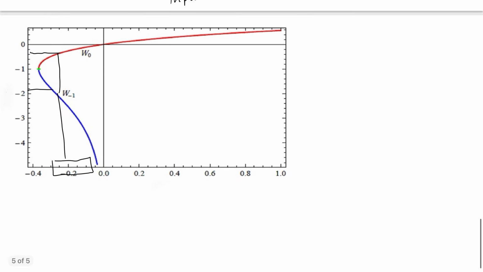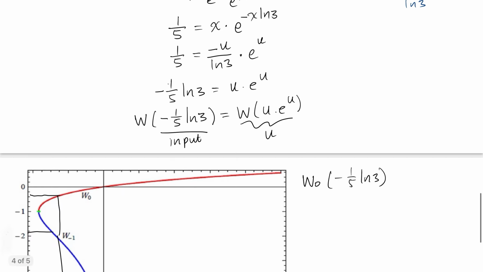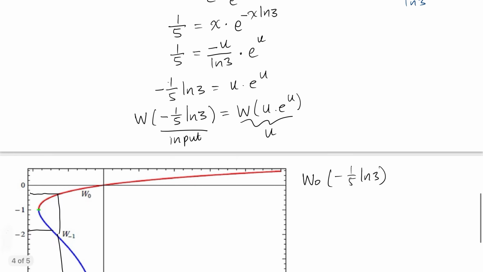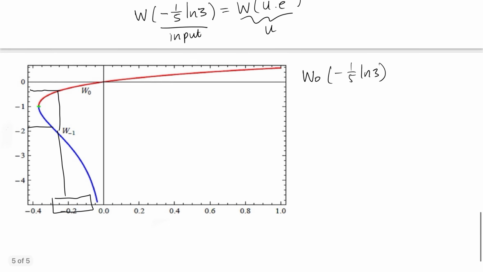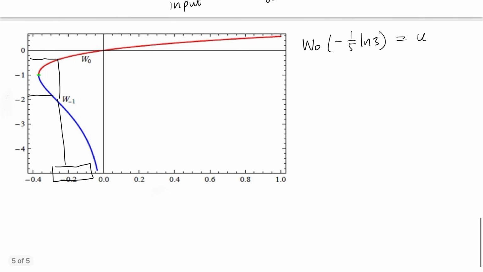So we're going to have to take two solutions here. The first solution is going to be W naught of minus 1 over 5 ln of 3, and that's going to give me u. And for the other bound, the lower bound, we're going to have W minus 1 of minus 1 over 5 ln of 3, and that's going to equal u as well.